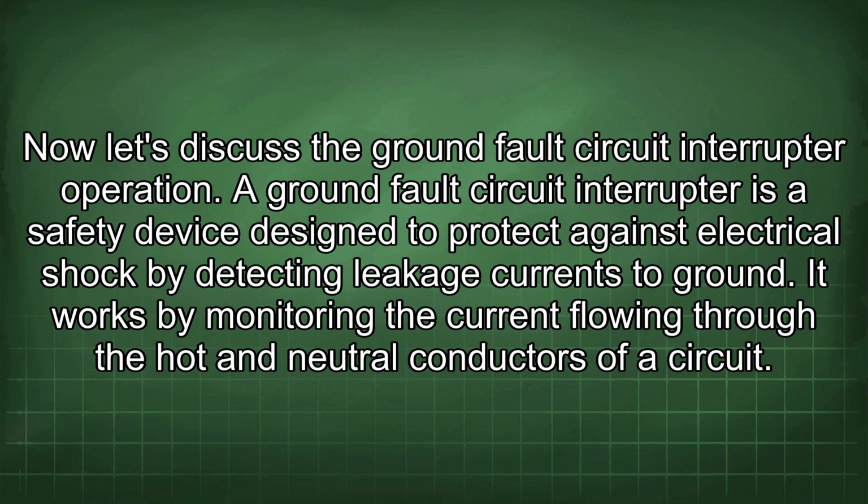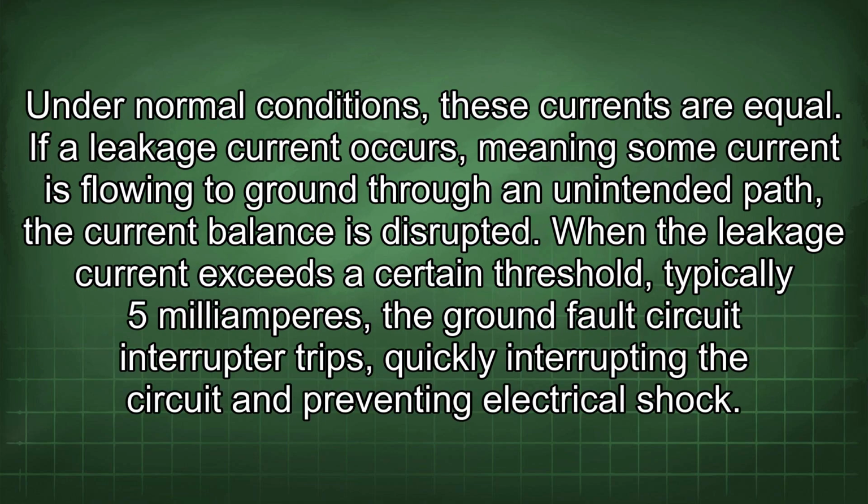It works by monitoring the current flowing through the hot and neutral conductors of a circuit. Under normal conditions, these currents are equal. If a leakage current occurs, meaning some current is flowing to ground through an unintended path, the current balance is disrupted. When the leakage current exceeds a certain threshold, typically 5 mA, the ground fault circuit interrupter trips, quickly interrupting the circuit and preventing electrical shock.